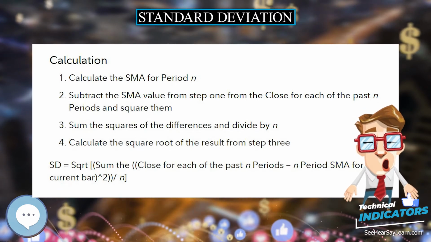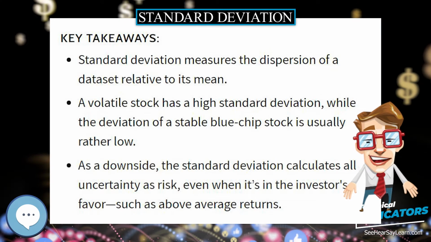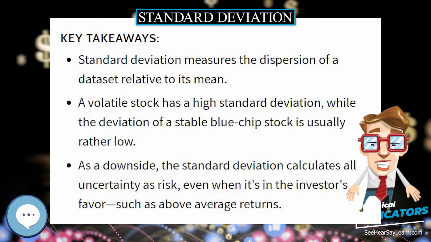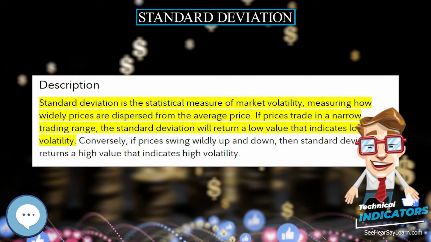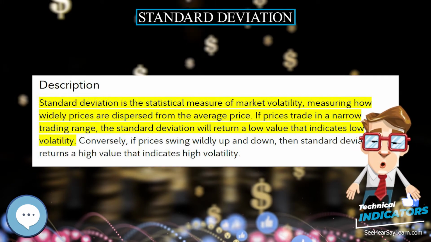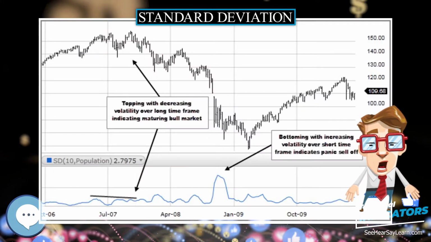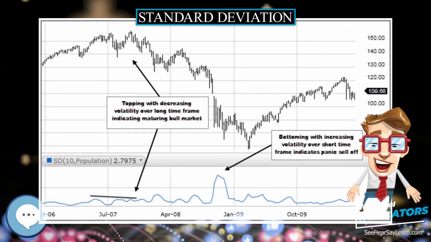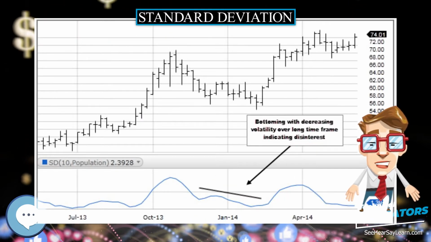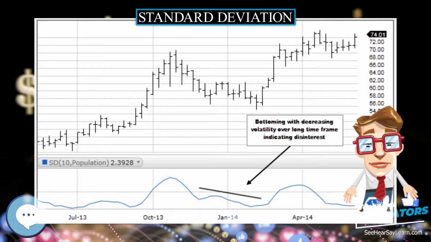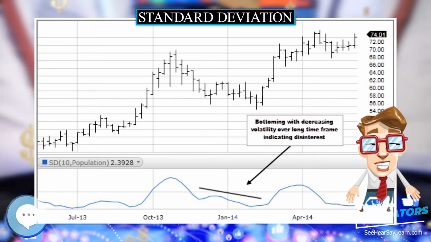Where var equals σ², and cov stand for variance and covariance, respectively.